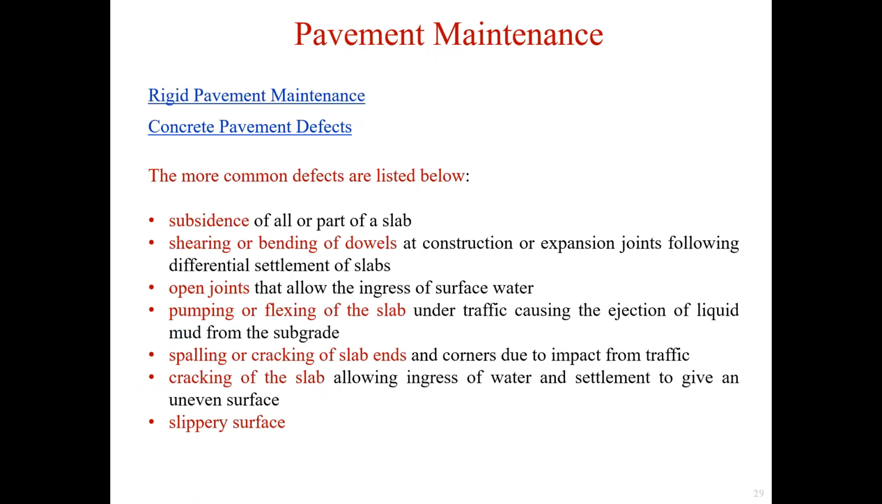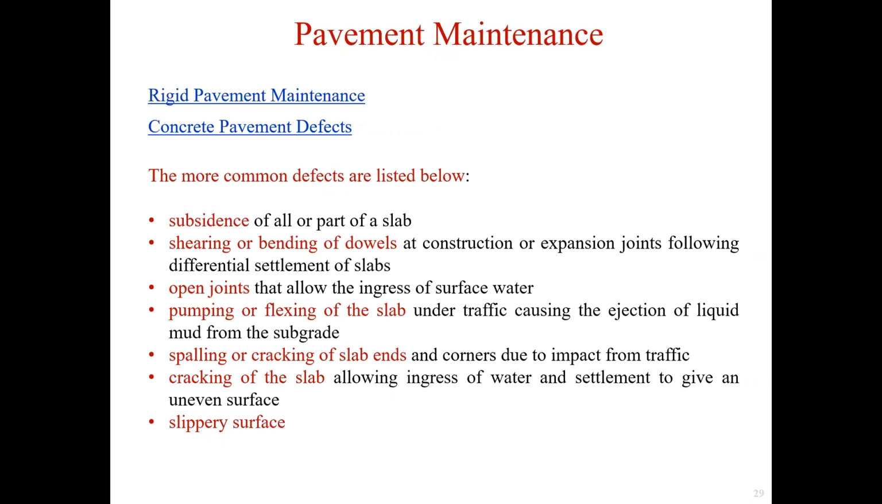Now let's look at some defects of rigid pavement. The main cause of defects in concrete slabs is movement of the subgrade due to differential settlement, plastic flow, or washing out of the subgrade material. Although the actions of traffic and weather also contribute. The common defects of concrete pavement are summarized below.